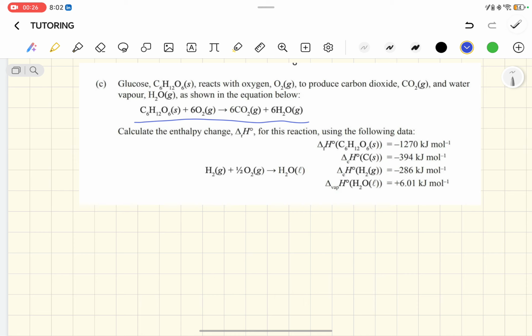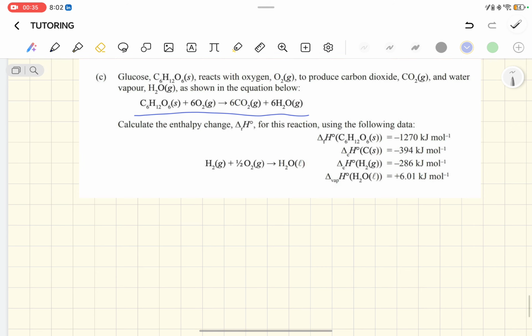The combustion reaction of glucose, which is reacting with oxygen, of course, produces carbon dioxide and water vapor, as shown in the equation below. And the data we get given are these 5. One thing they've done is give us just the numerical values of those. But one good thing to do is to write down the actual chemical equation of the formation of glucose, the combustion of carbon, the combustion of H2, and the vaporization of liquid water. Alright, so let's write these 4 down.